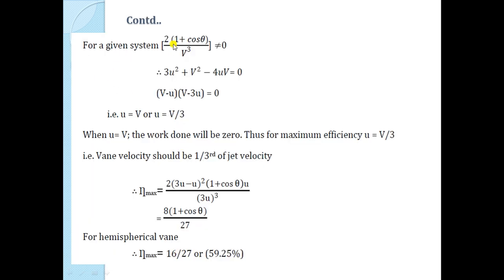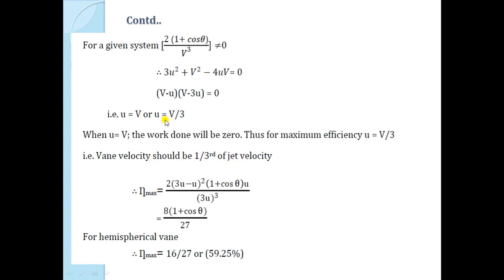Now, since 1 plus cos theta into 2 divided by v cube cannot be 0, 3 u square plus v square minus 4 uv should be equated to 0. If we simplify, the factors of this equation are (v minus u) and (v minus 3u), that is, u is equal to v or u is equal to v by 3. When u is equal to v, the work done will be 0. So, for maximum efficiency, the velocity of the vane should be one third the velocity of the jet.